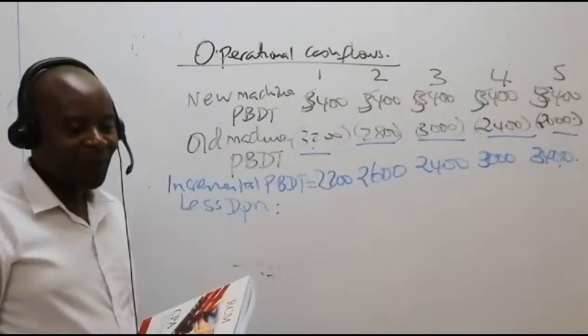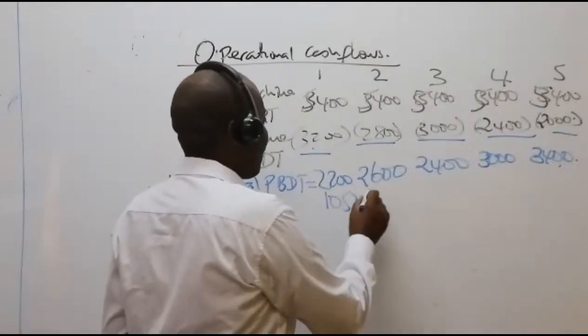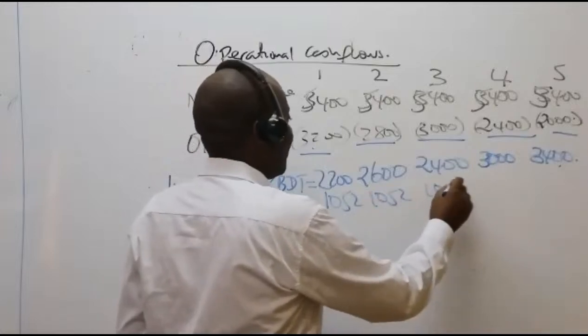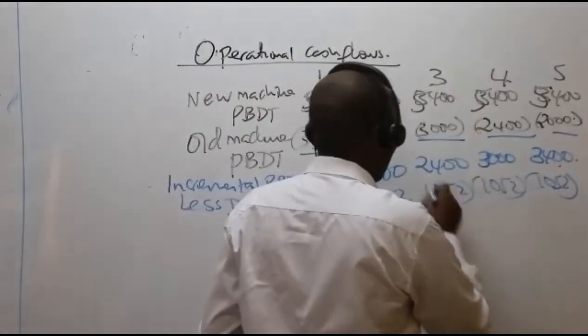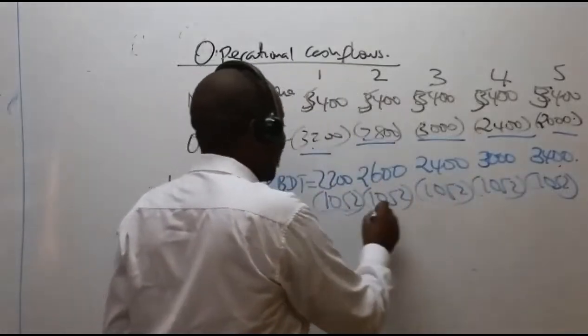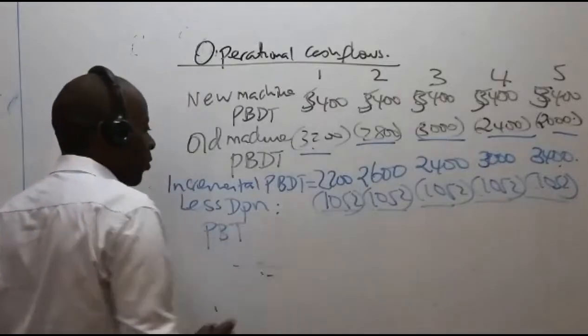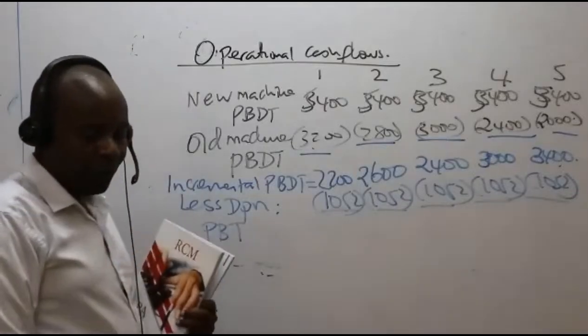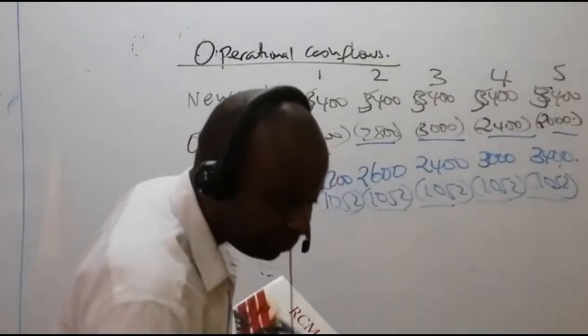The incremental depreciation, do we still remember it? 1052. It's a regular one. So I'll come and subtract this for me to be able to get my profit before tax. So profit before tax, what parameters do we have here?